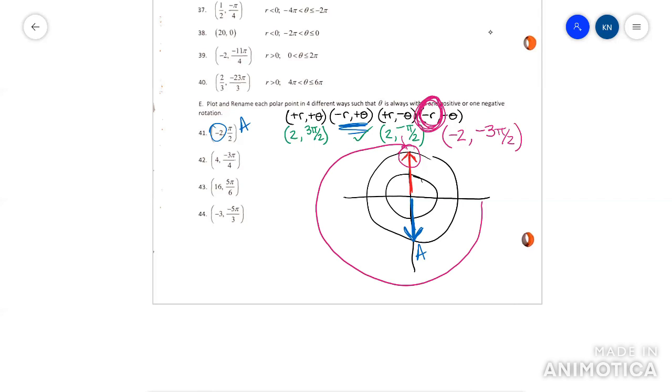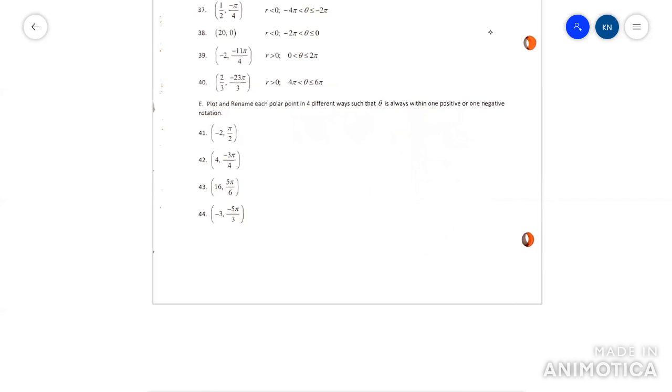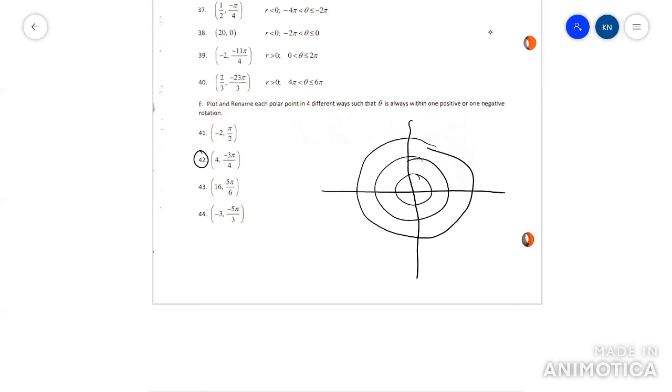Okay, let me do one more of these because they are a little tricky. But the more you do of them, the better you're going to get at it. So let's do like 42. First of all, plot what they give you. 4 circles. Okay. -3 pi over 4 is your theta. So that's like there. So the original's here. We'll call it A. Here's where A is. Now I need to list 3 other ways to get to A.